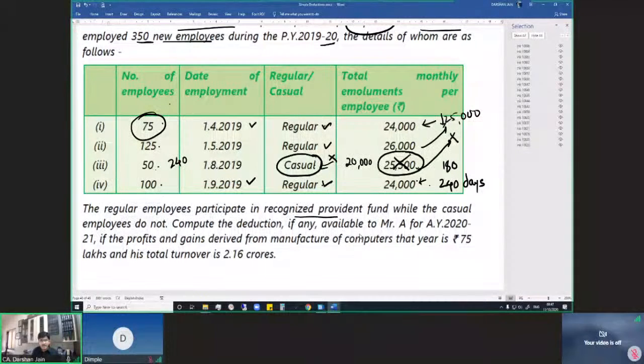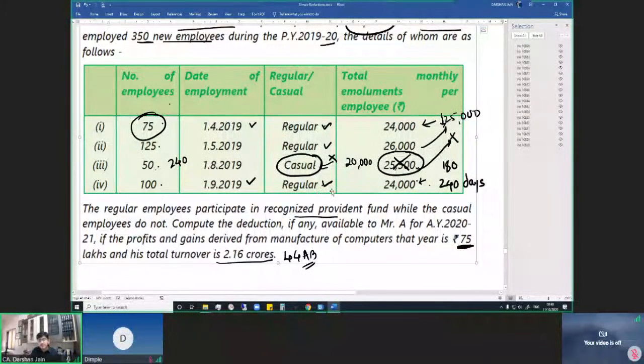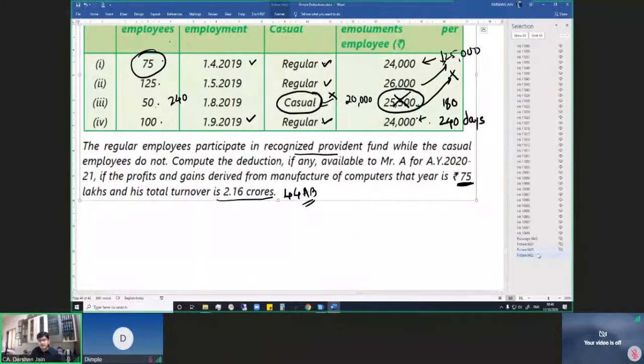Compute the deduction, if any, available to Mr. A for AY 2021 if the profits derived from manufacturing of computers that year is 75 lakhs and his total turnover is 2.16 crore. Now, why is this turnover given? Because he is covered by section 44AB. Only if he is covered by section 44AB would he become eligible for 80JJAA.